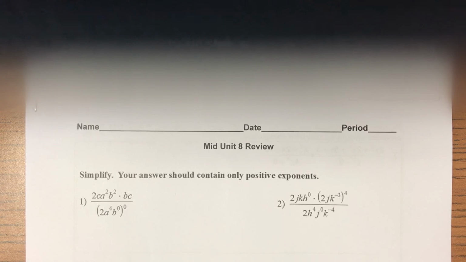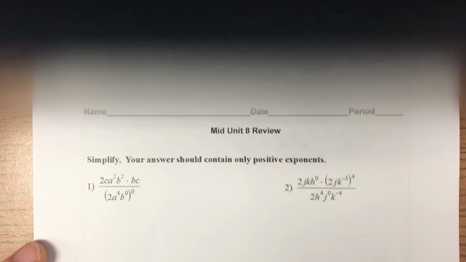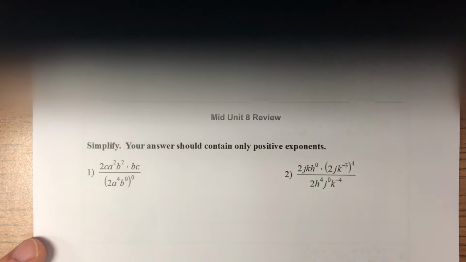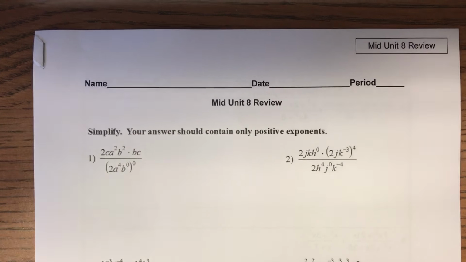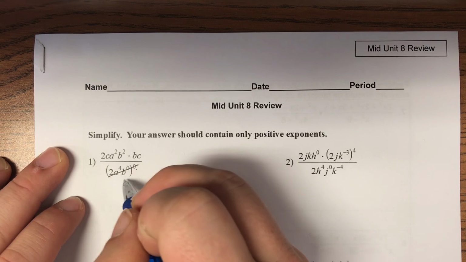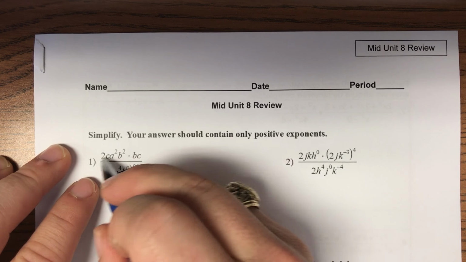It's time to get ready for our mid-Unit 8 quiz that we're going to have on Thursday. On number 1, on the first page, we're just simplifying using the laws of exponents. I see everything raised to the 0th power on bottom, so that's going to cancel out and just become 1. It's insignificant. And then we're going to combine anything on top we can.